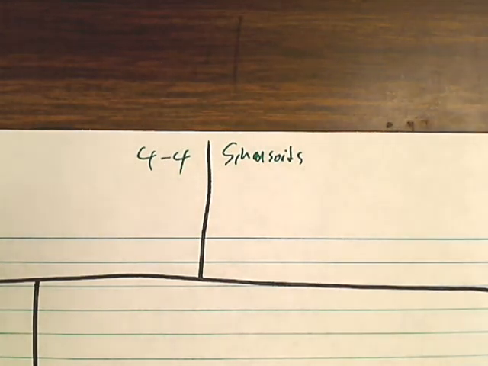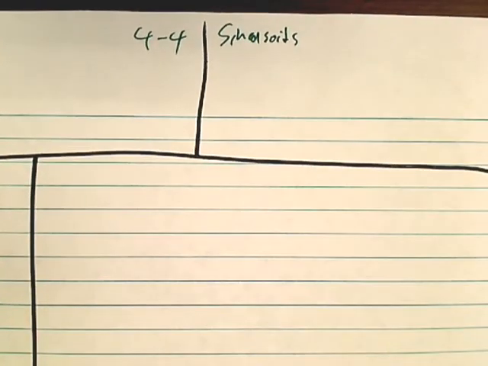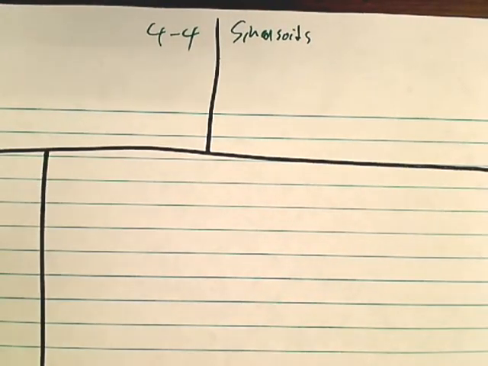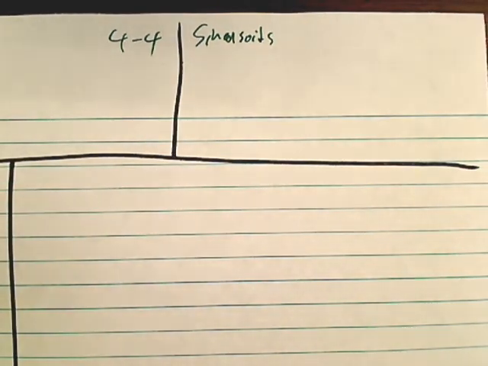Good morning. Let's check out section 4.4, sinusoids. A sinusoid is sine or cosine. They basically look the same. They just shift it a little bit. We'll chat about that here.